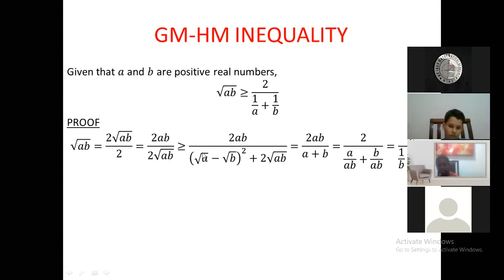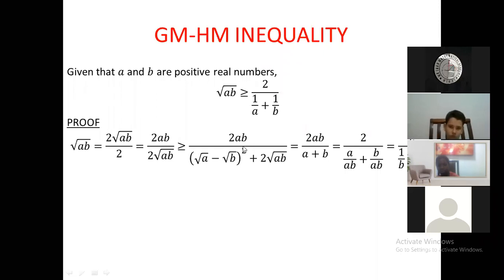Now, what did I do here? I added a non-negative value to the denominator: 2 root AB plus root A minus root B all squared. Of course, because it's squared, it's a perfect square, and we know that perfect squares are non-negative real numbers. So I've added a non-negative real number to the denominator. Therefore, the new fraction is smaller than the previous one. That's basically what I did.